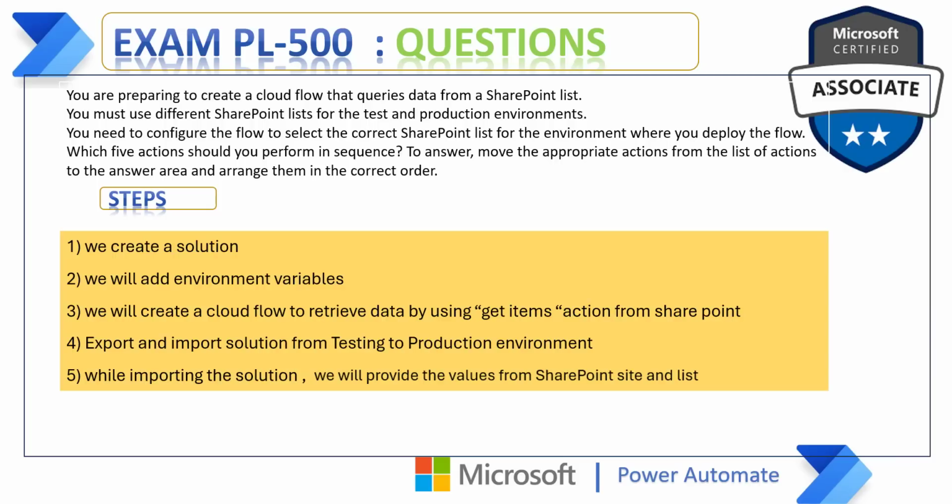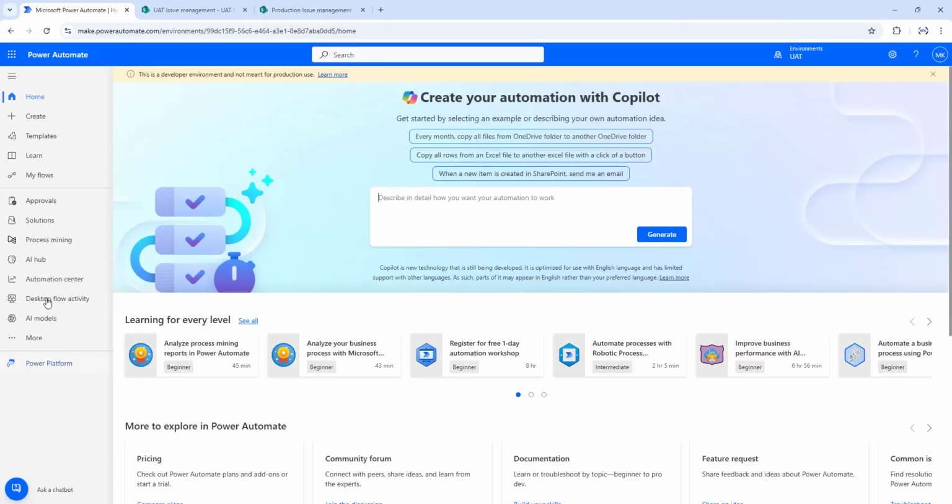Now, let me show you practically how we are going to retrieve this query data from SharePoint by using environment variables for the list and site. Alright, let me switch to the browser and navigate to make.powerautomate.com. Now I'm in the environment that is UAT or testing environment.